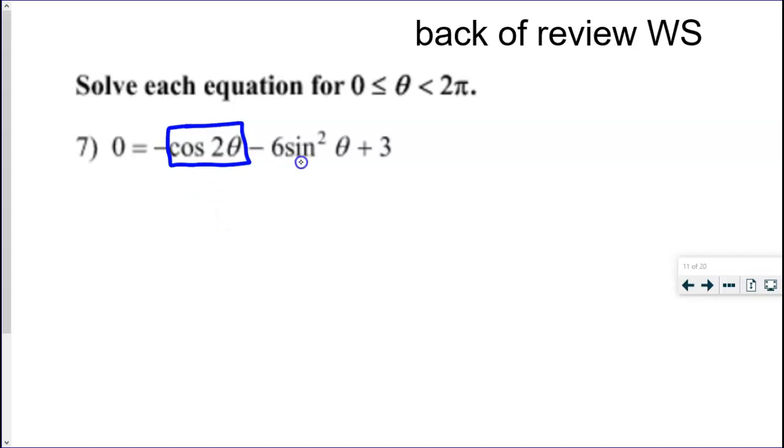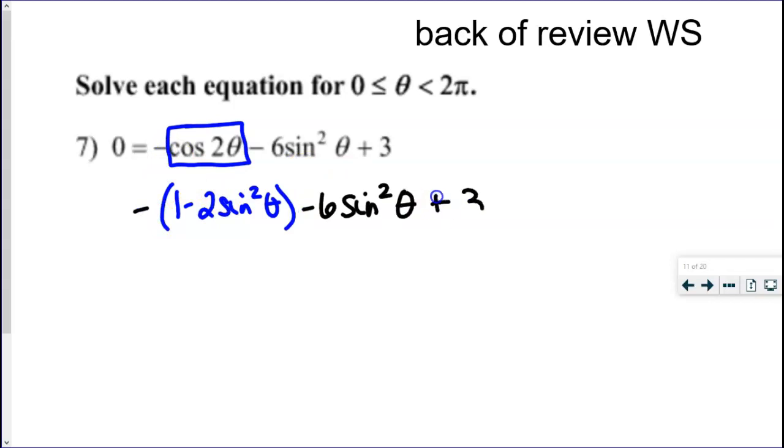So cosine of 2 theta, I already have a sine squared in my problem. So I'm thinking it would be really brilliant of us if we used the one that says 1 minus 2 sine squared. But you gotta be real careful. There's a negative outside of it, and then there's all the rest of the equation off to the side. Oh, and don't forget the rest of the equation equals 0 over here. So I'm going to distribute the negative to here and here.